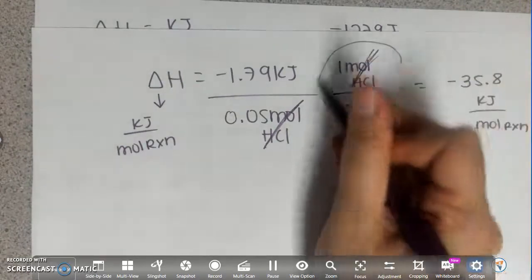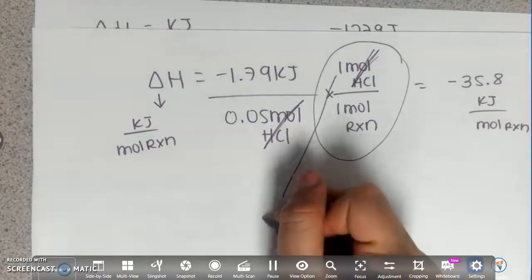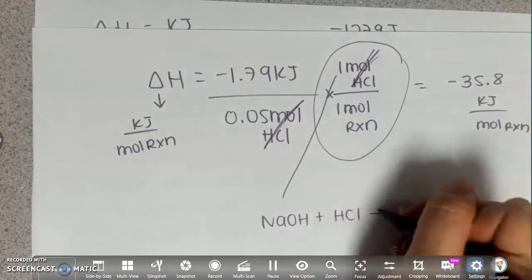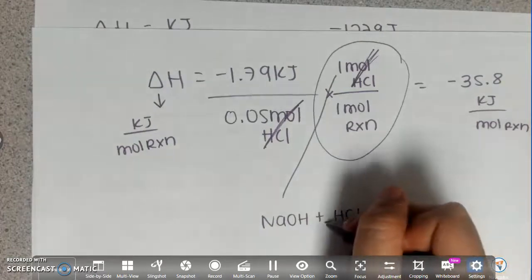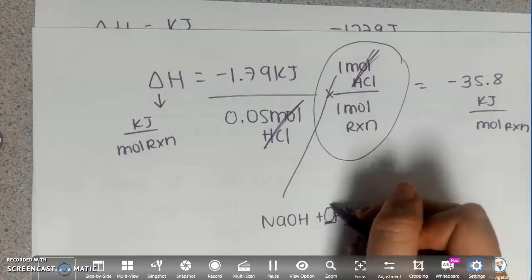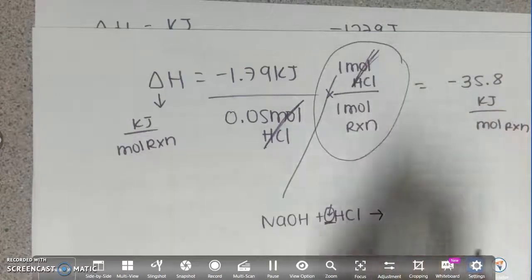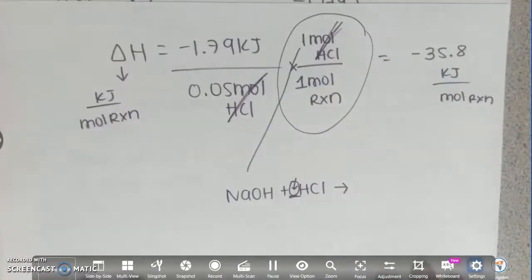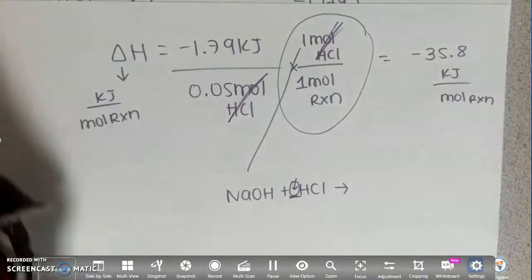Now again, I got this 1 right here because my balanced equation was a 1. If it wasn't a 1 right here, I would have to put whatever this number is up here. But it was a 1, that's why I wrote a 1. But it should always be 1 mole of reaction at the bottom. Okay, and that is part 2.